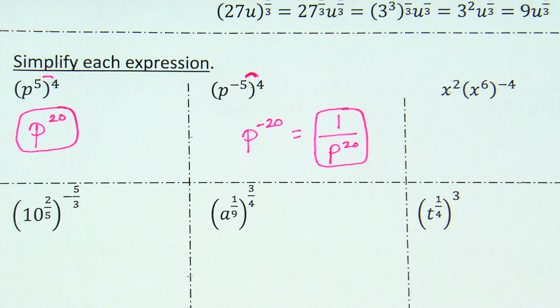Okay, now on this next one, I'm going to give you a hint here. Think of that as x squared times x to the 6th raised to the negative 4th. Work on that x to the 6th raised to the negative 4th first.